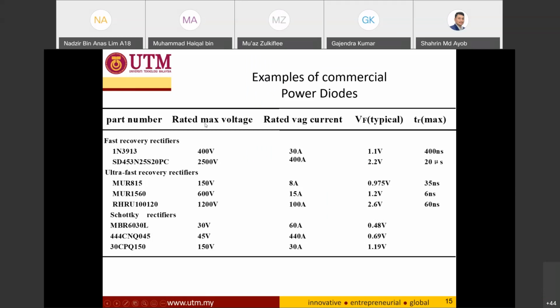So this is very important when you want to design your circuit. You need to ensure that the diode can withstand the voltage of the circuit. The rating and the price also depend. For lower rating voltage and current, it is very cheap. But if the voltage rating and current are very big, for example this one, SD453, it can cost up to 100 ringgit.